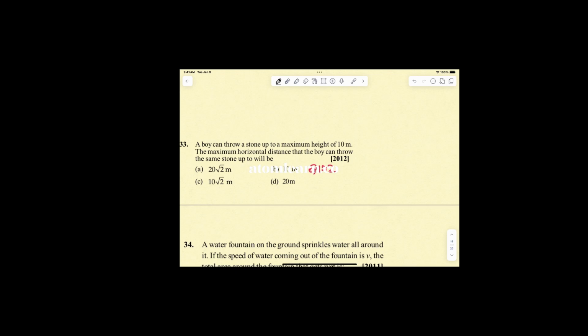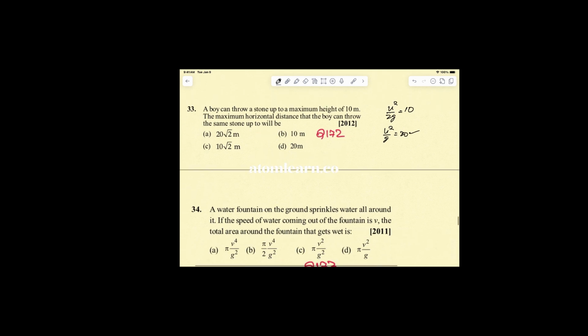Go to the next question. Question 172. A boy can throw a stone up to a maximum height of 10 meters. Then what is the R max? With the same u, we have to assume. Therefore, u squared by 2g is the maximum height when it is thrown vertically upwards, theta 90 degrees. This is given as 10. Then R max, which is u squared by g, must be equal to 20. That is the answer.